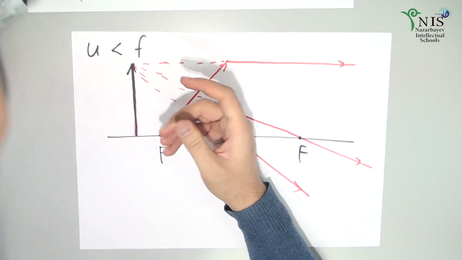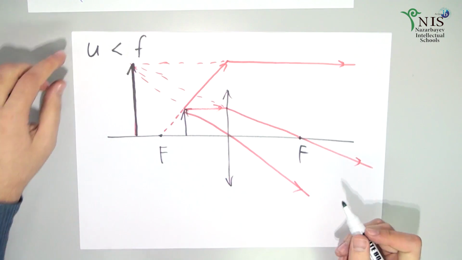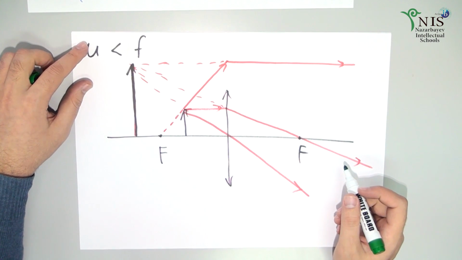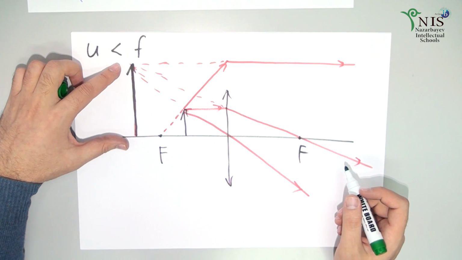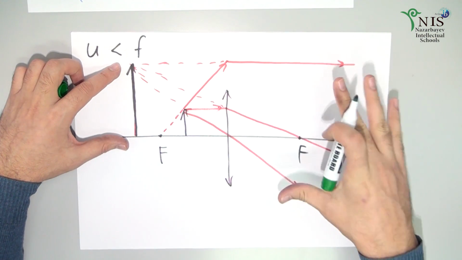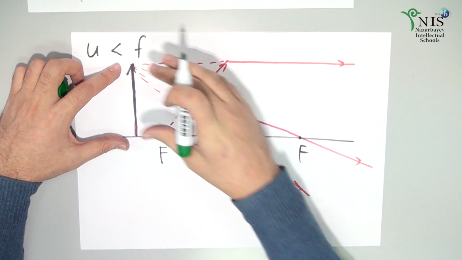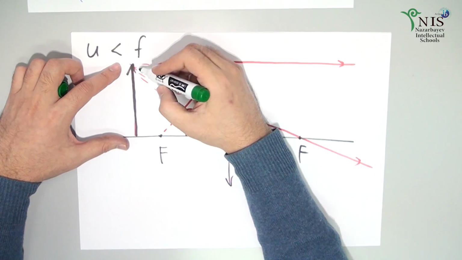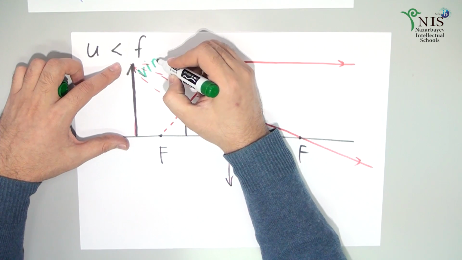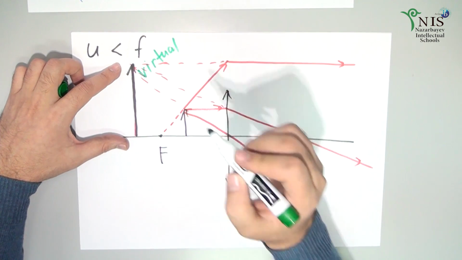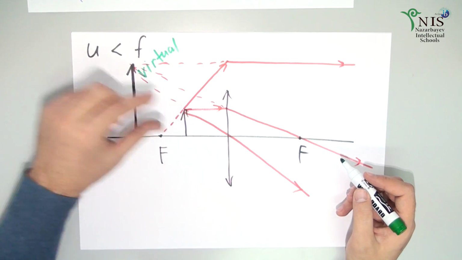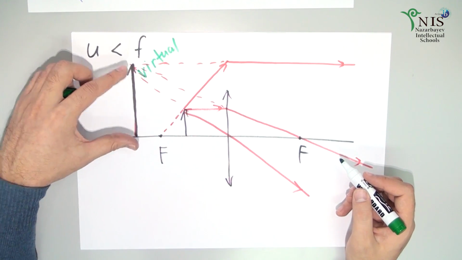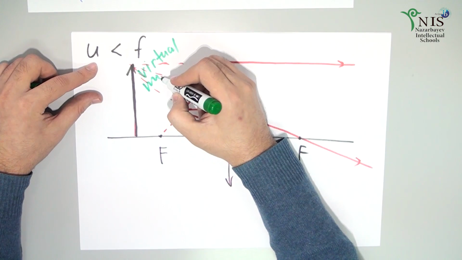So let's write characteristics of image. Is it real or virtual? It's virtual because these rays don't intersect and we get our image from virtual rays. This is a virtual image. Is it magnified or shrunk? So if you compare object and image, it seems it's magnified. We can see it.